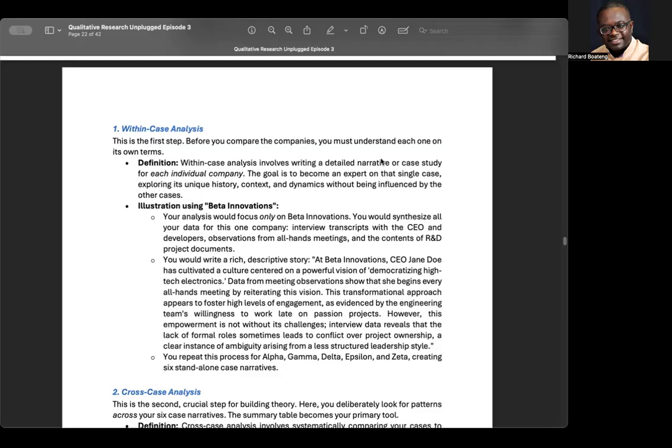And you'd repeat that process meticulously for Alpha A&T, Gamma Casting, Delta Packaging, Epsilon Robotics, and Zeta Fabrics, resulting in 6 distinct standalone case narratives or summaries. This deep understanding of each individual case is the essential foundation for the next step. Which is the cross-case analysis. This is where the theory building really happens, right? Looking across those 6 stories.